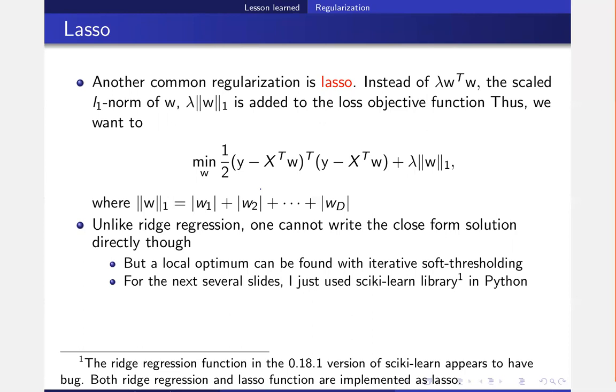But in this case, Lasso, unlike ridge regression, you don't have a closed form solution. But actually, it's still quite easily solved. What's going on is that you can solve it with iterative soft thresholding. What does that mean? I do not have a closed form solution, but I can find the gradient of this guy rather easily. But there will be two cases. It depends on whether each component of W is positive or negative.